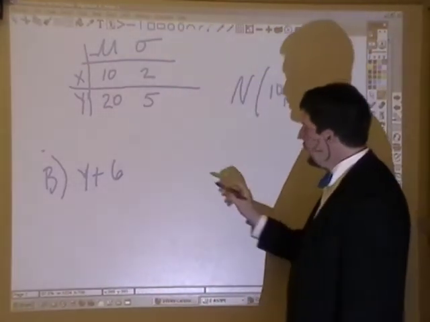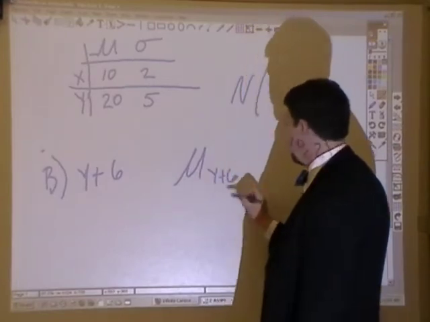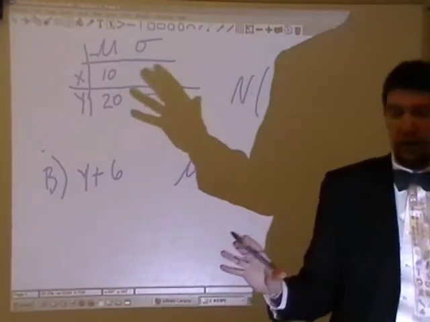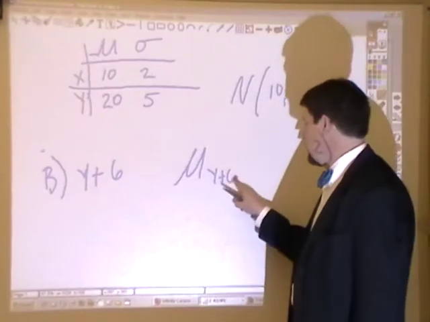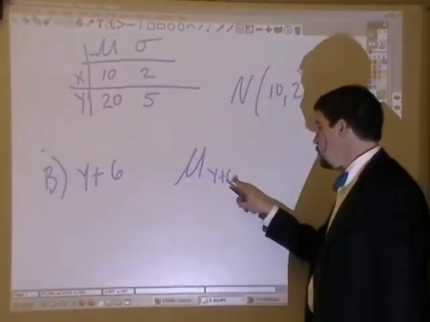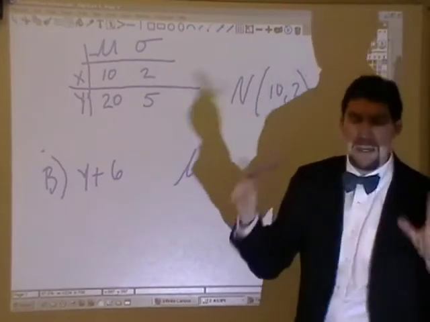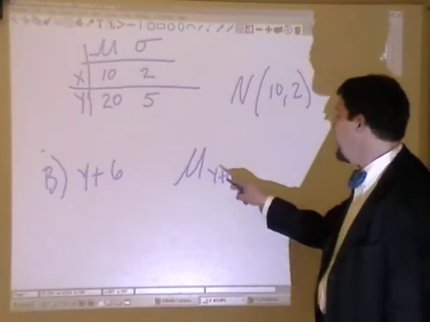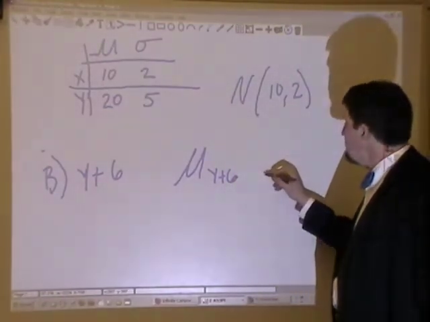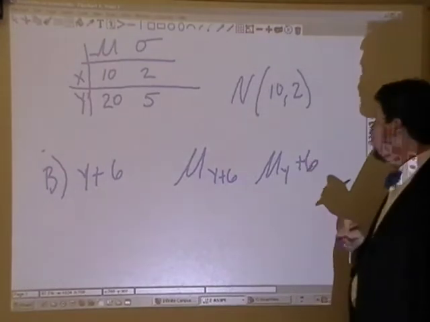Okay, so I'm going to take the mean of distribution y plus 6. I'm going to take the entire distribution of y and add 6 to it, and I want to find the mean of that. So I ask myself, is the mean affected by the adder? And the answer is yes, it is. So this is the mean of y plus the constant of 6.